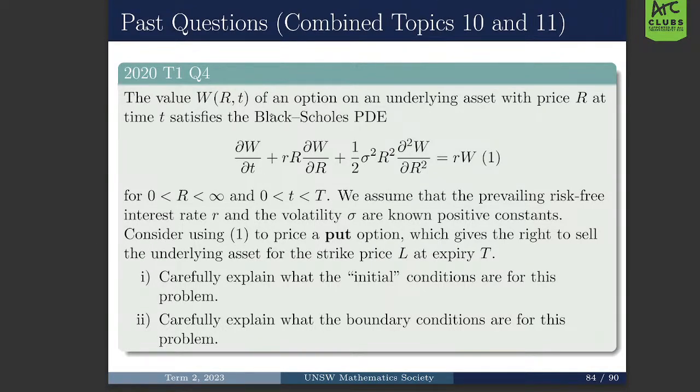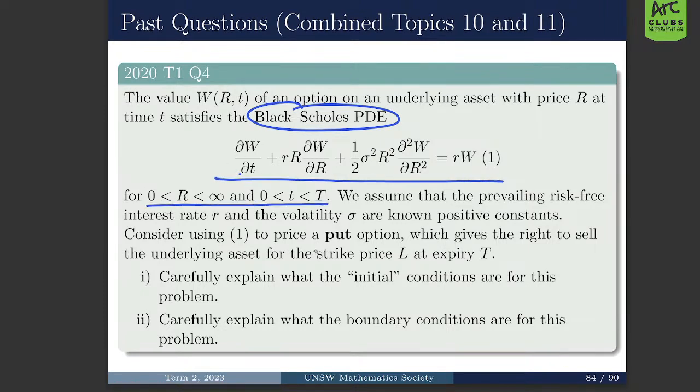Firstly, they gave you the Black-Scholes PDE, which is this equation over here, and these are the definitions over here. And we assume that the interest rate and the volatility are known positive constants. And for this question, they are trying to price a put option. In previous years, they have also asked about a call option. Again, it's the same thing, just shifting a few letters around. That's the difference. And that's just the definition of a put option.